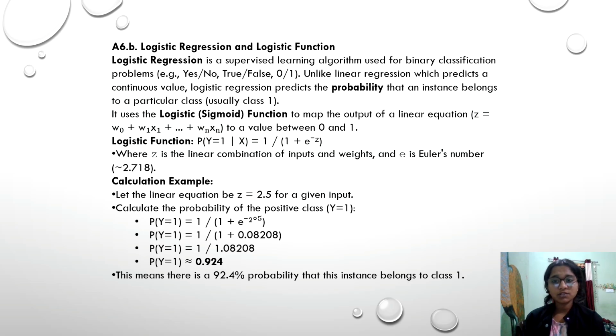Unlike linear regression, which predicts a continuous value, logistic regression predicts the probability that an instance belongs to a particular class, usually class 1. It uses the logistic sigmoid function to map the output of the linear equation z, given by the equation, to a value between 0 and 1. The logistic function is given, where z is the linear combination of input and weights and e is Euler's number. Calculation: here is the example. Let the linear equation z be equal to 2.5 for the given input, and this is calculated.